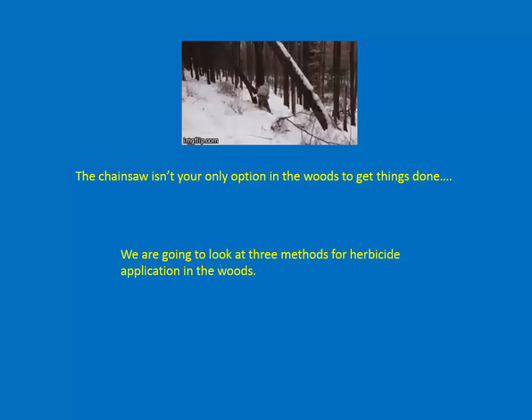Some plants, and we'll talk about these later, require multiple different avenues. You need cultural treatments, whether it's pulling or cutting, along with chemical treatments, along with prescribed burning. That will help you get on top. So a lot of these things, there's not just one easy answer. There's going to be multiple steps to do it.